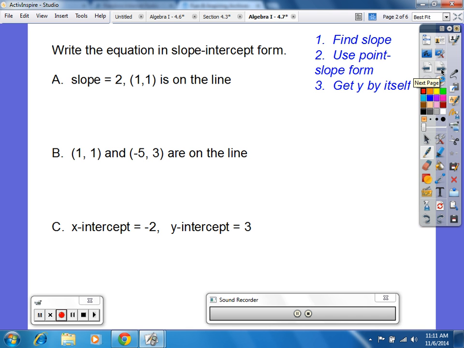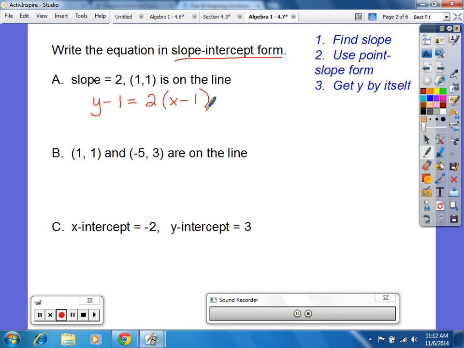Today, to do that, we're going to have 3 steps. First, we find the slope, then we're going to use point-slope form, and then we are going to get y by itself. In slope-intercept form, y is by itself. Starting with letter A, I have a slope of 2 and a point of 1, 1. So they gave me the slope, so I'm going to start in point-slope form. Point-slope form, y minus the y value equals m times x minus the x value.